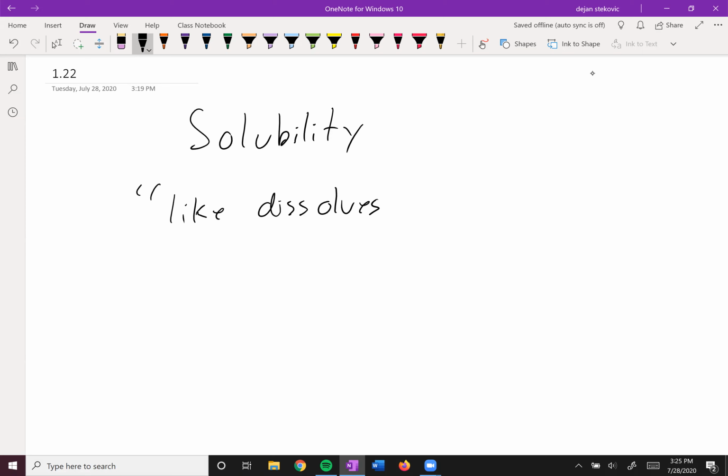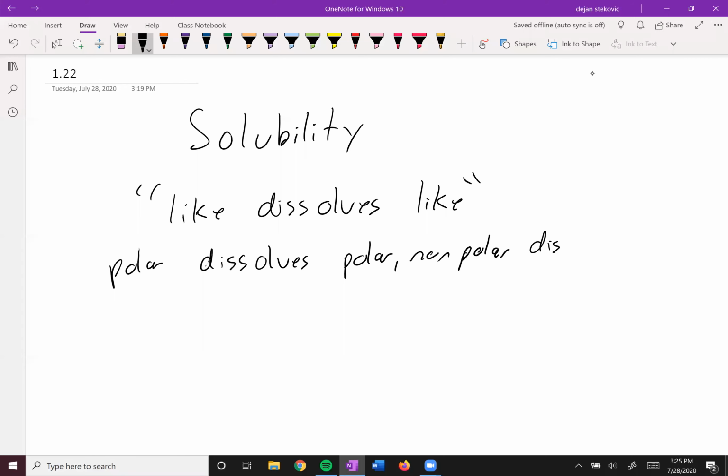All right, let's talk about our final property in this section, solubility. And so when it comes to solubility, the saying is "like dissolves like." What that means is that polar compounds dissolve polar compounds. So polar dissolves polar, and nonpolar dissolves nonpolar.